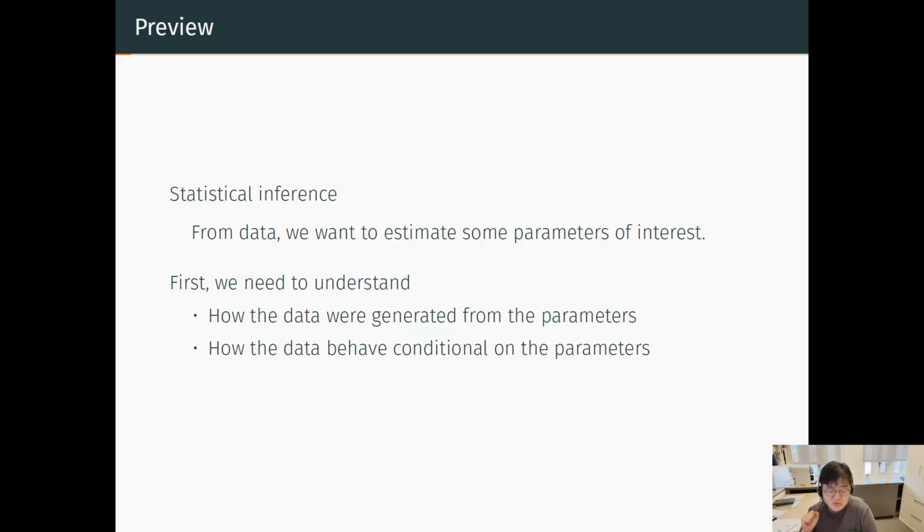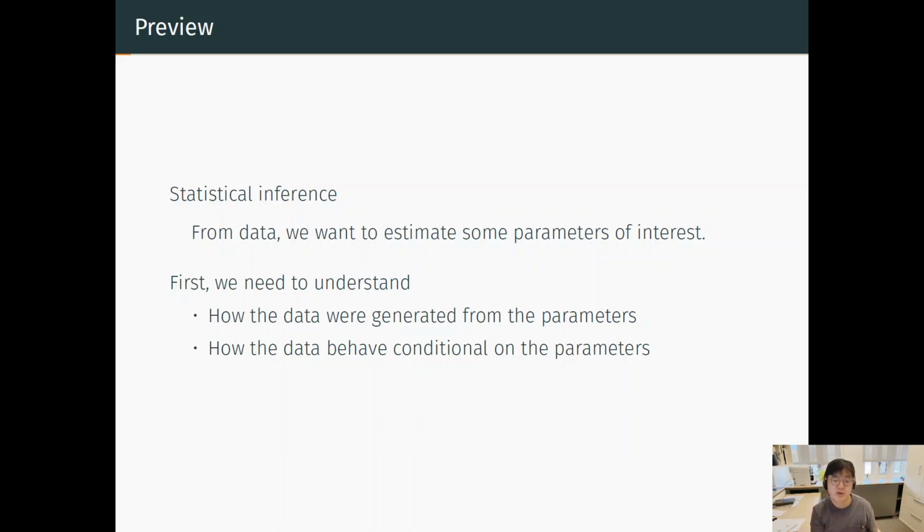So we are going to call the target, the object we would like to infer about, the parameters, right? In the previous chapters, what we learned is that if we have a parameter, how the randomness is generated, and how the mean, the probability, and the variance are formulated based on the parameter, right? That's what we learned. Now we are going the other way.